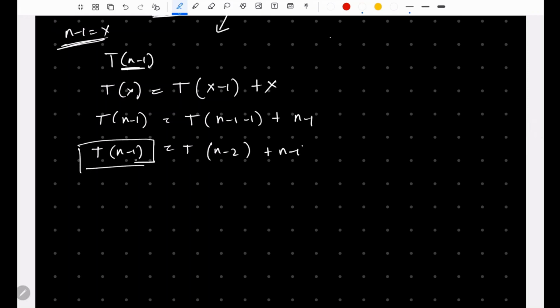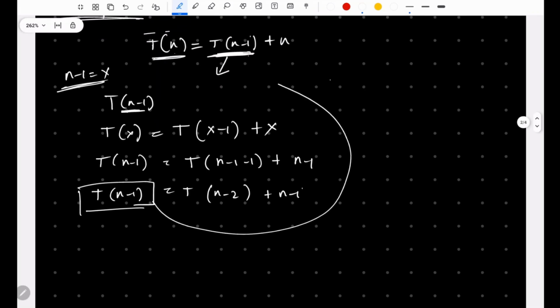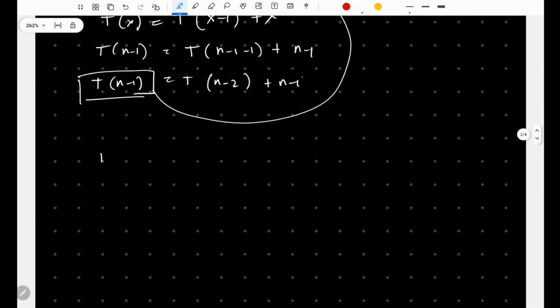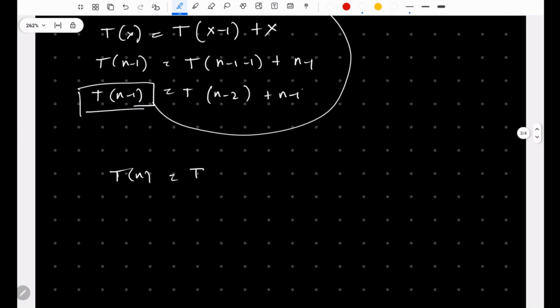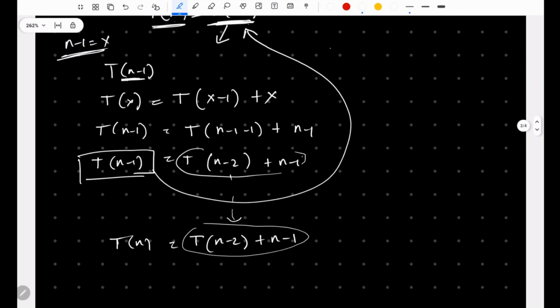What we will do is substitute this value in this equation. So we have got t of n is equal to t of n minus 2 plus n minus 1. We have substituted this here, plus the n we already had.